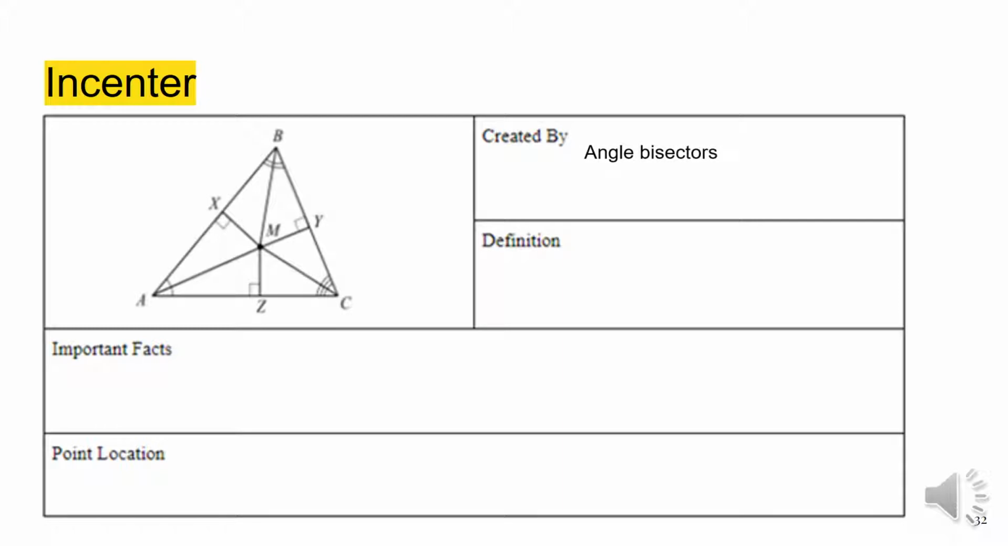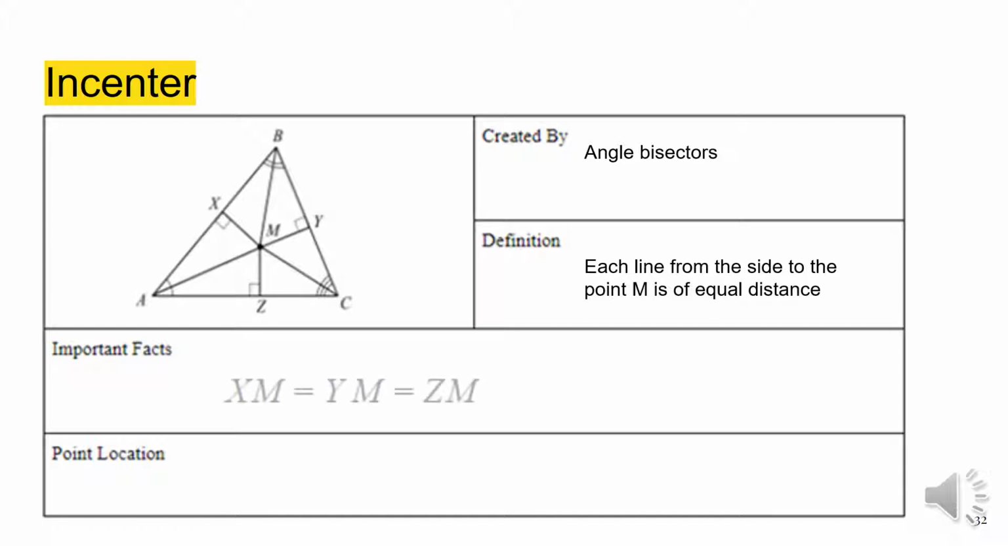Incenter is created by angle bisectors. In other words, it cuts the angle directly in half. So that means that each line from the side to the middle point M is equal distance. So XM is the same distance as YM, which is the same distance as ZM. Incenter is always inside.